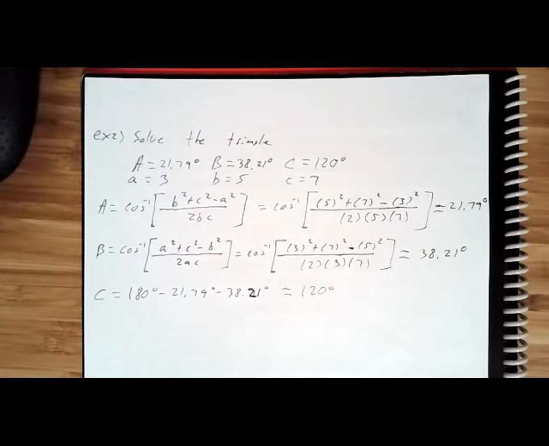When you have case 2, that is when you have a possibility of multiple or no triangles.